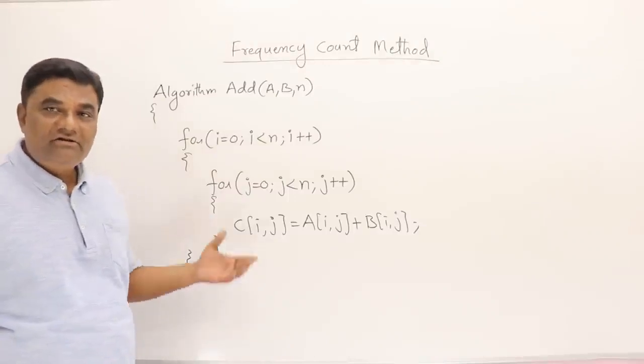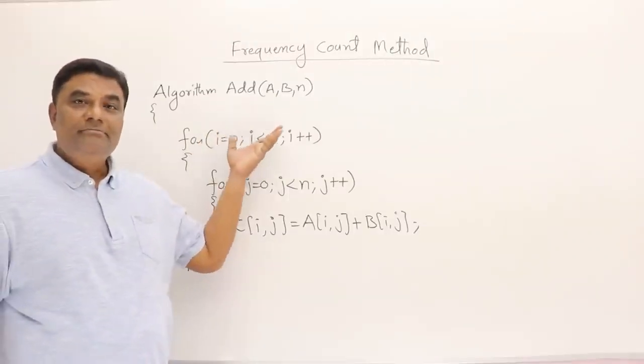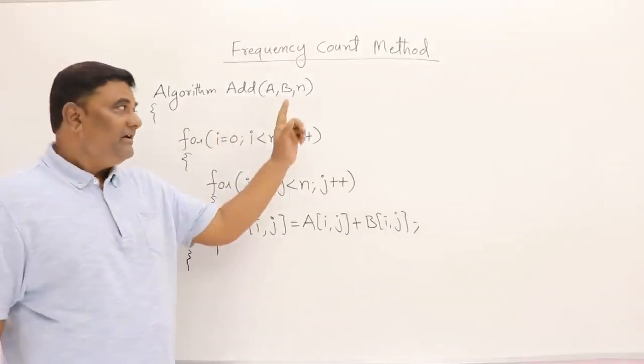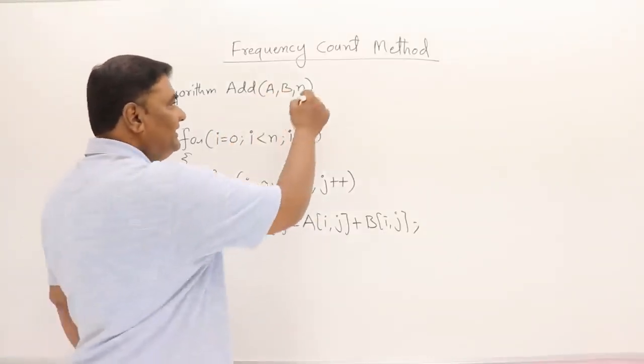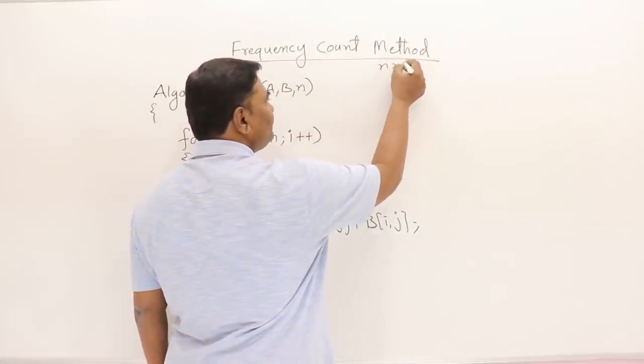Now the next algorithm is for finding the sum of two matrices. A and B are square matrices of dimension n cross n.